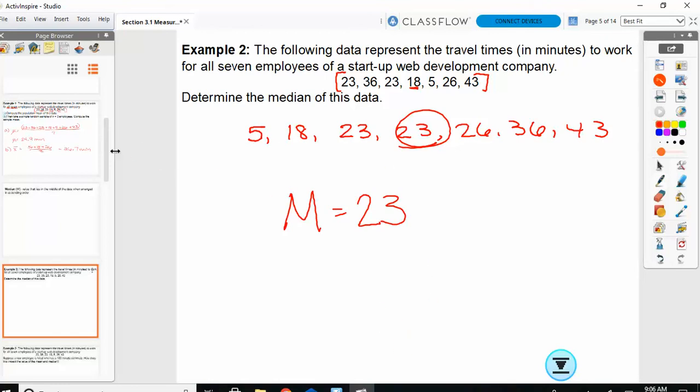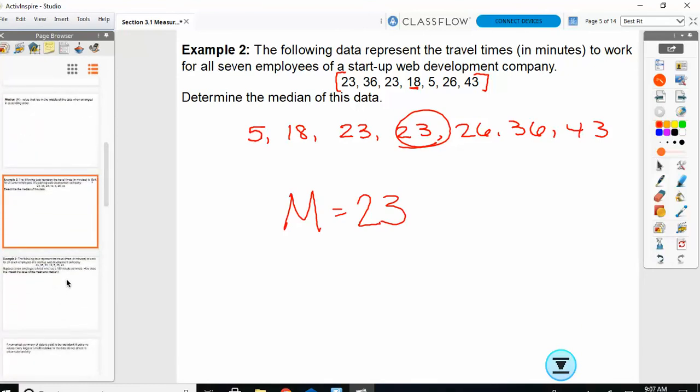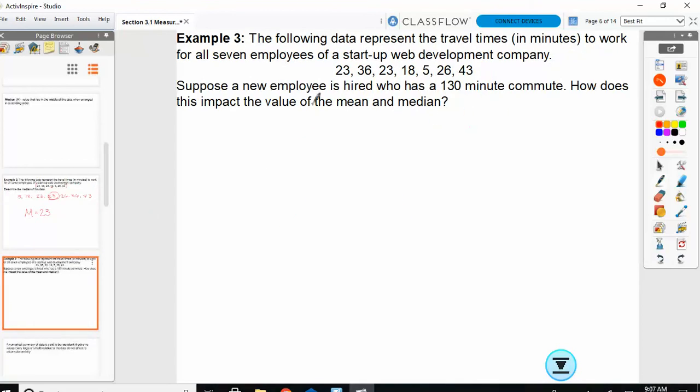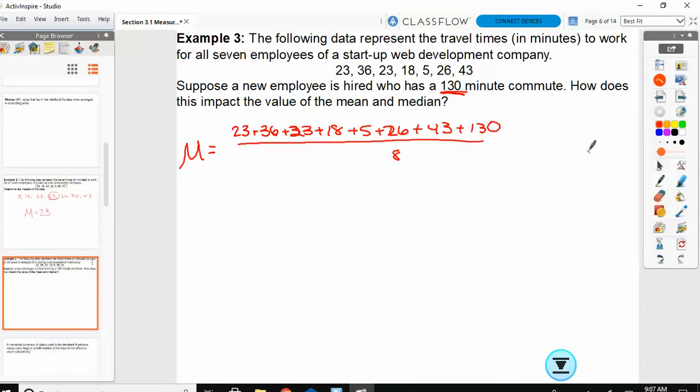So let's take this same set, my same 7 employees, but we're going to hire somebody new. Now we hire an employee that has a 130-minute commute. I want to know what the mean and median are now. So the mean, this would be my population, so that's my mu. You add them all up, and you don't necessarily have to show me this work. What are you going to add or divide by this time?